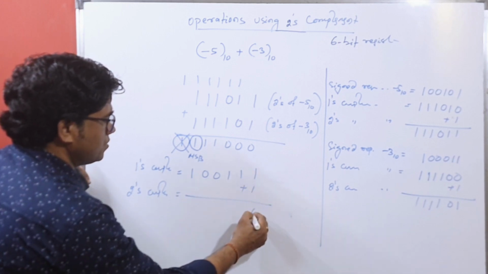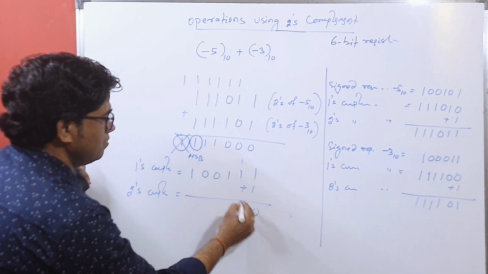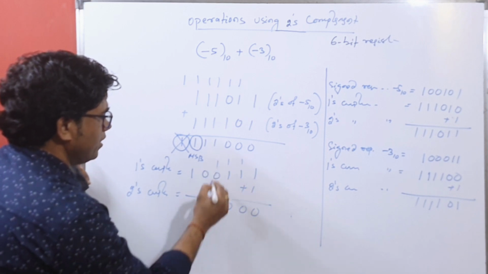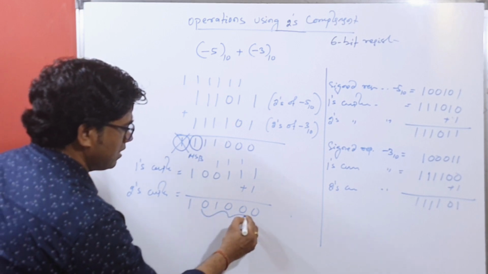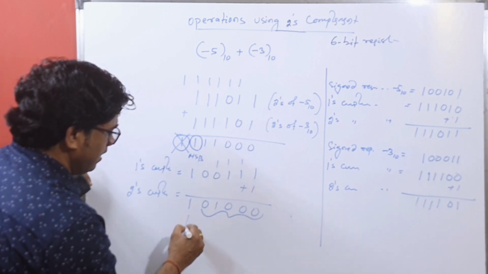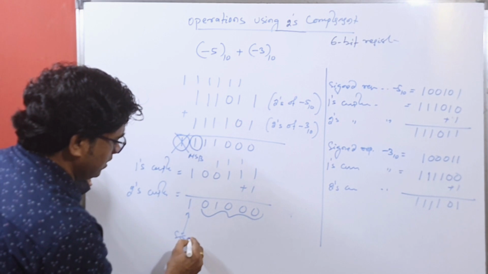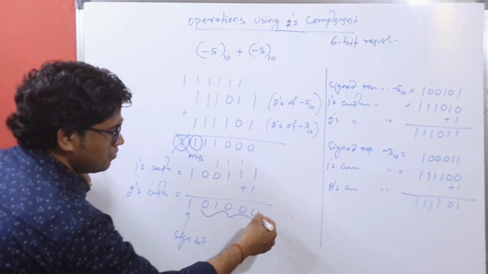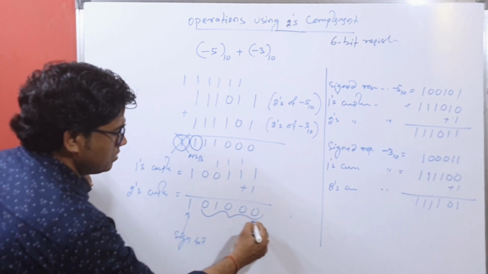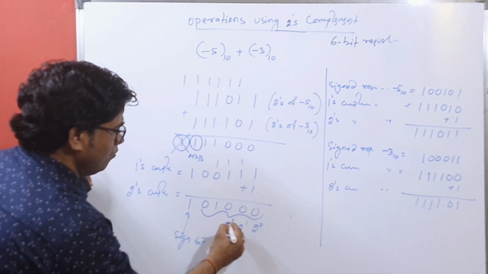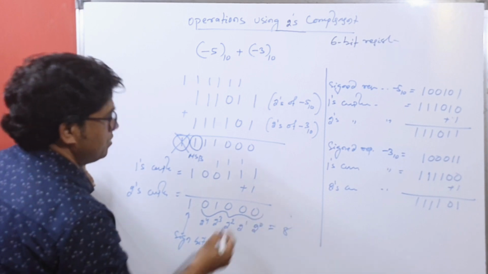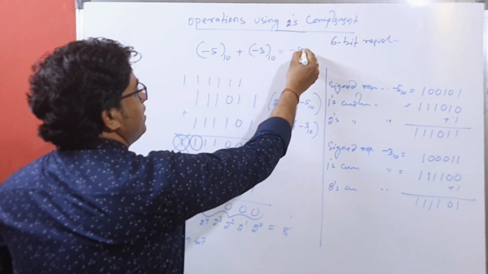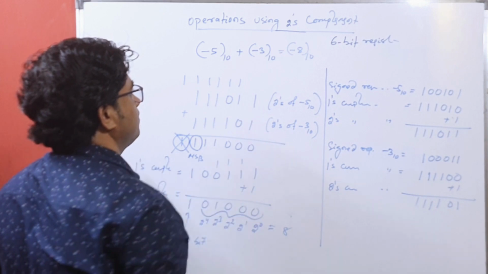So that is 1 plus 1, 0, carry 1, 1 plus 1, 0, carry 1, 0, carry 1, 1, 0, 1. Now this is your actual result, and this is what? The sign bit of the result, right? And you simply convert it into decimal, that is 0, 1, 2, 3, 4. Now this is what? 8. So your result will be minus 8 base 10.